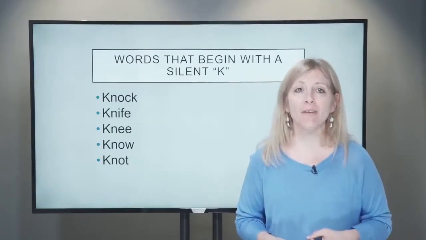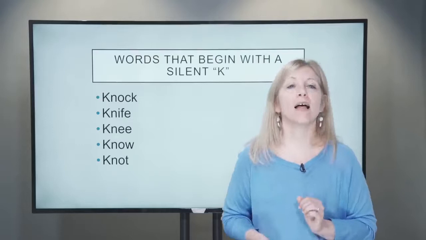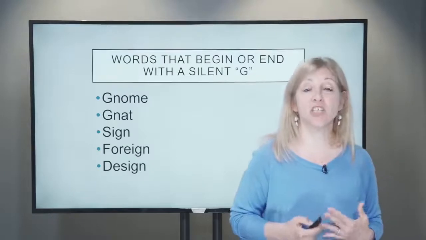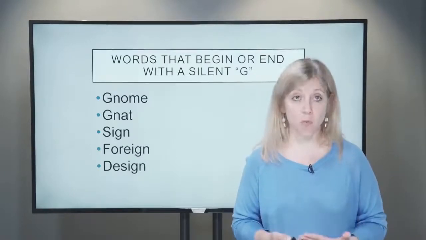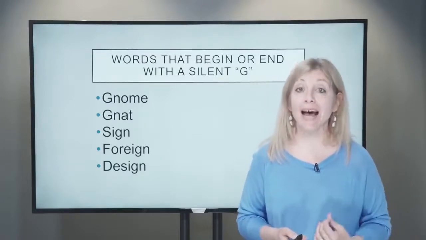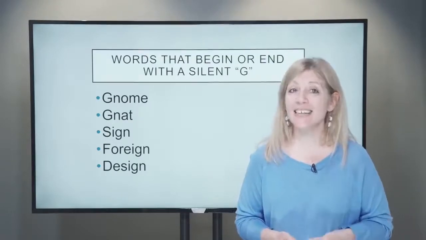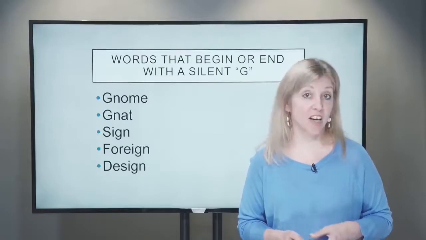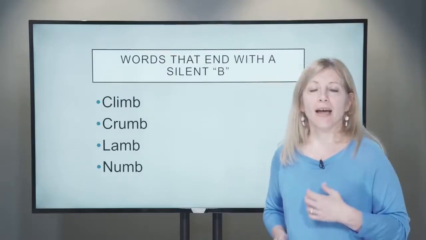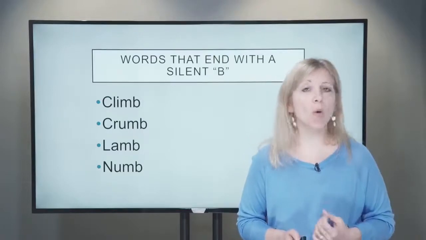And then another one, with the letter G. Again, we don't pronounce it in these words and some others. This is just a shorter list: gnome, gnat, which is a small insect if you didn't know the word, sign, so here it's at the end, foreign and design. We don't sound the G here. Now with the B, I'm sure you know some of these words: climb, crumb, lamb, and numb. We don't pronounce the B at the end, we don't sound it at all.